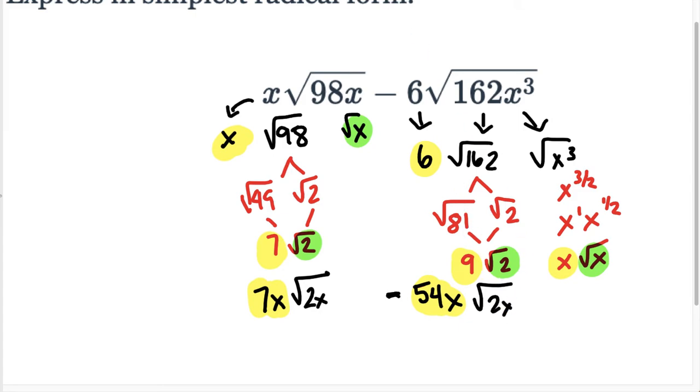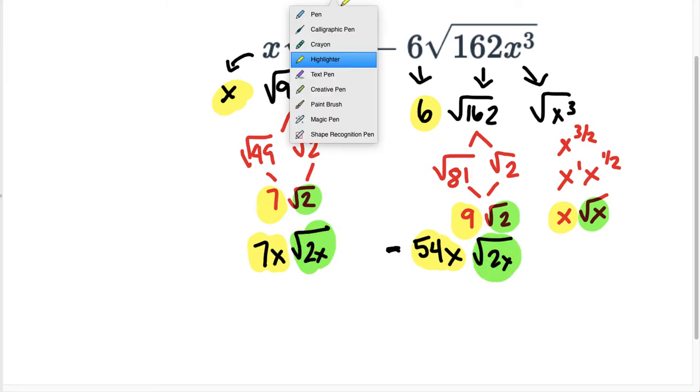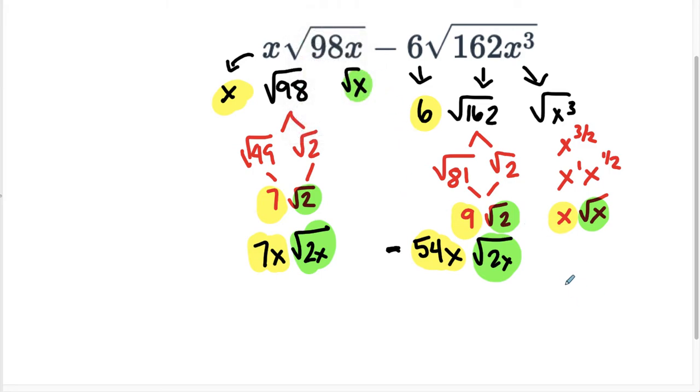And so now you realize that after you simplified both terms all the way down to the most simplified radicand, you'll notice that the radicand and the index are the same. Okay, so you have the square root of 2x, and then you can move forward to combining your coefficients. So your new coefficients are 7x minus 54x, which is negative 47x.